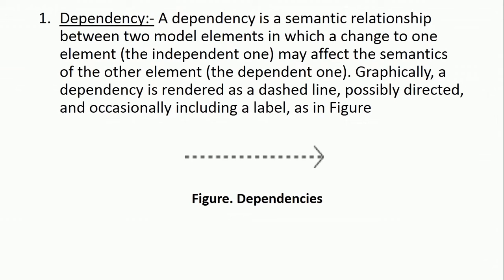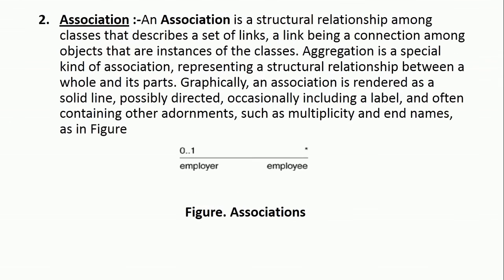between two model elements in which a change to one element, that is the independent one, may affect the semantics of the other element, that is the dependent one. And graphically, a dependency is rendered as a dashed line. So dependency can be represented in the form of a dashed line, possibly directed, and occasionally including a label, as in the figure. It is shown as a dotted arrow line. Okay, so this is the dependency.